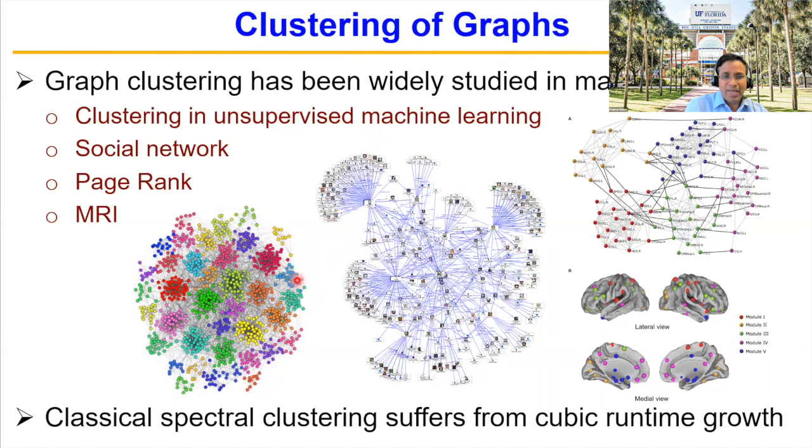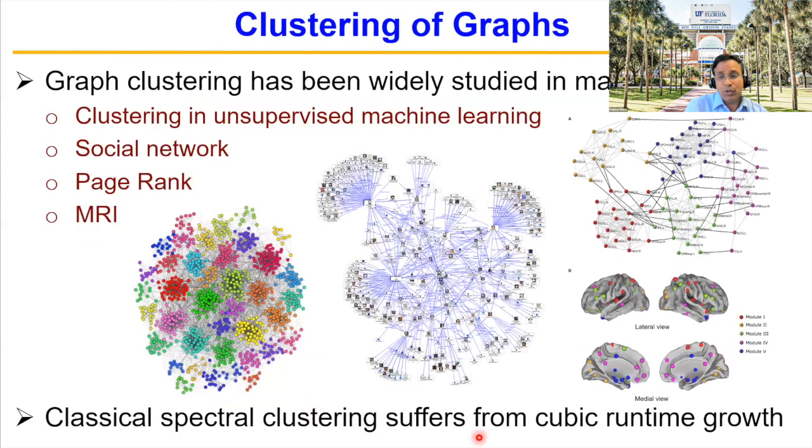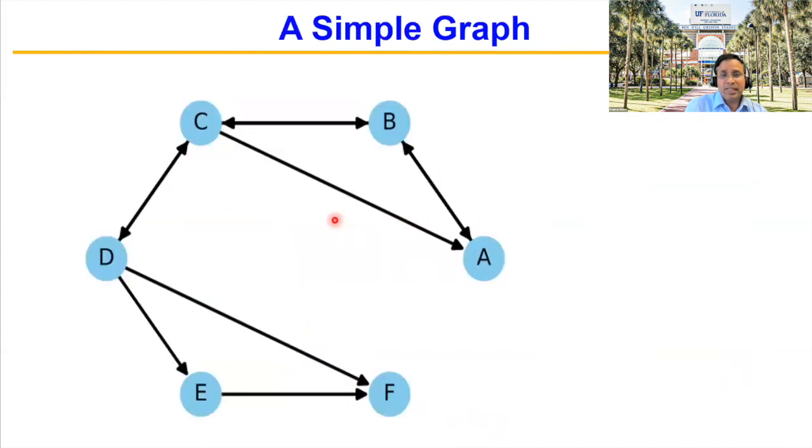Or the PageRank algorithm used by Google to show you certain search results, or the MRI machine when it's looking at the scan of the brain cells and trying to figure out if certain types of materials or chemicals are clustered somewhere, which is a sign of some tumor or cancer. So there are a lot of such examples of clustering. But the problem with clustering is that it has a cubic runtime growth in terms of the number of nodes in the graph. And what is graph clustering?